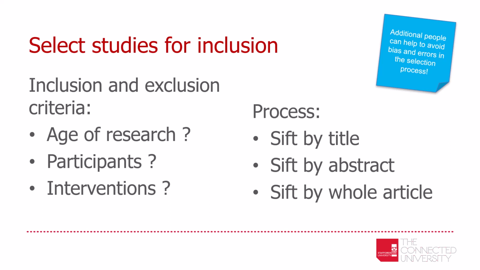Then do a sift by abstract for the remaining papers. And there might be some that you actually have to read the whole article until you know whether it's meeting your criteria. So have a third round by which you sift the remaining articles by reading the whole thing.